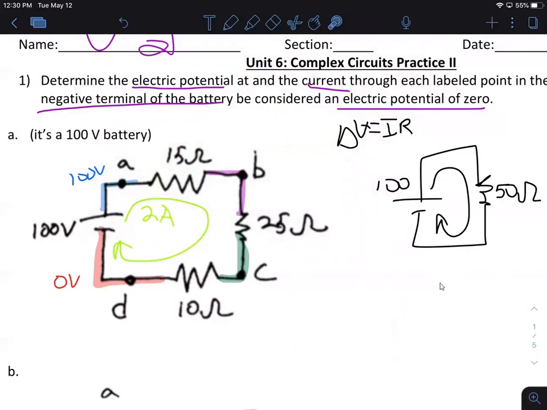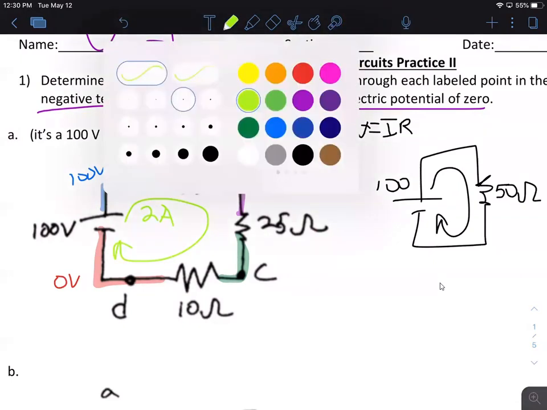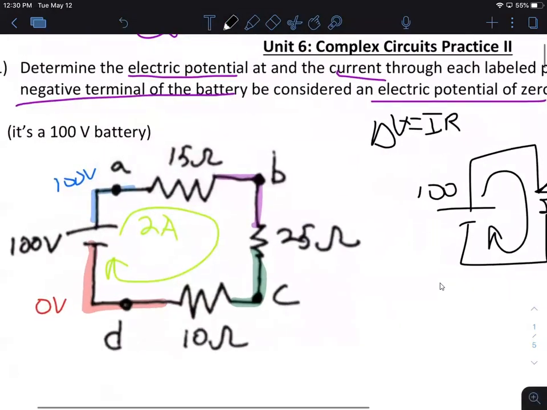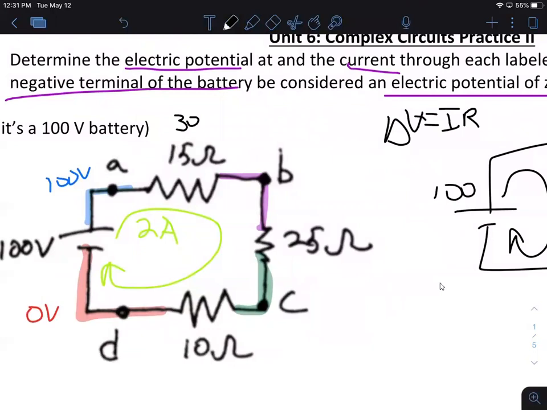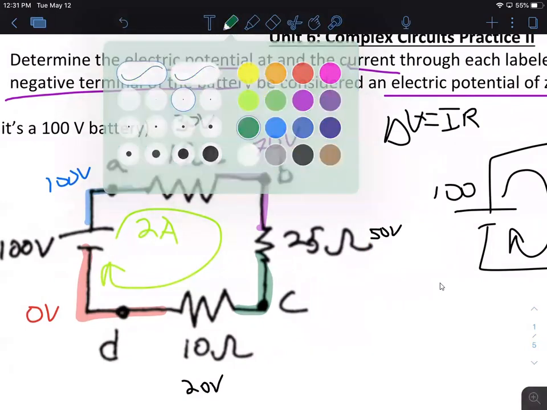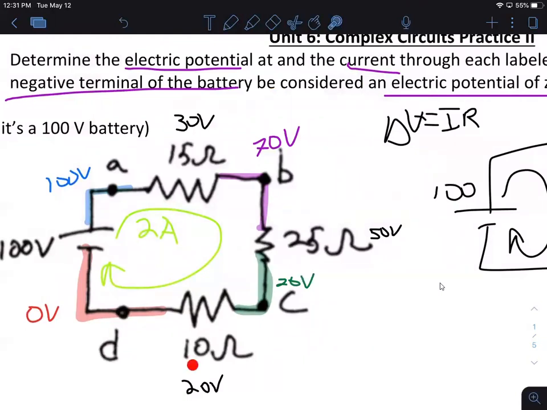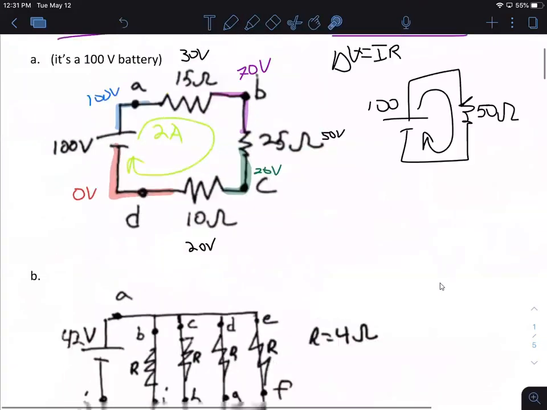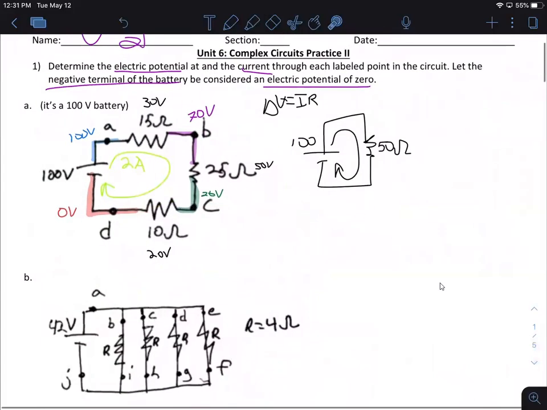Great. So knowing that, we could have made a table for all these resistors to help us out here. I'm going to skip that for this one, but we'll probably do it for later ones. The delta V of the 15 ohm resistor, 2 amps, 15 ohms, 30 volts. The 25, 50 volts. The 10, 20 volts. So you can see as I go along here, I'm at 100, I lose 30, 70, lose another 50, 20, lose 20, back to 0. Good, it worked out.